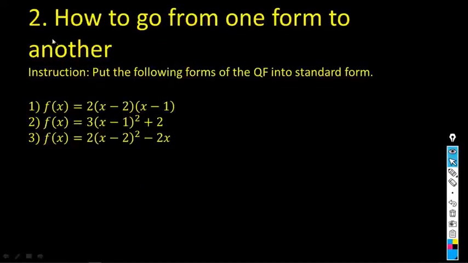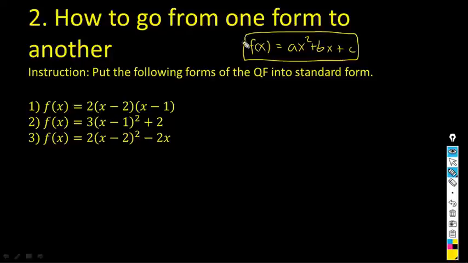Okay, so subtopic number two for today. We want to go from one form of the function to another, and the simplest case is this one. We have this instruction: put the following forms of the quadratic function into standard form. I'm going to remind you of what standard form was, because I didn't write it down here, sorry. The standard form is f of x equals ax squared plus bx plus c. This is the standard form. Okay, perfect.